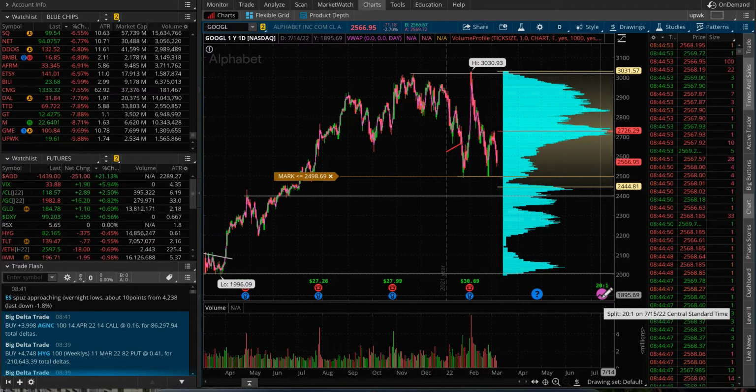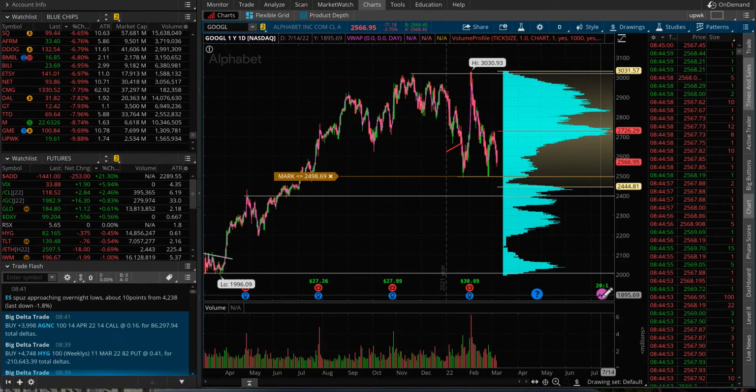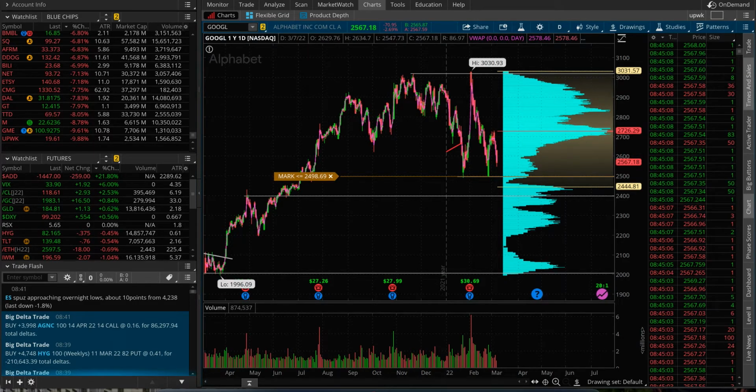And the split is not happening until July 15th. So they announced that they're going to split, but it's not happening until summer, if you were wondering about the 20-to-1 stock split. So that's basically the update.